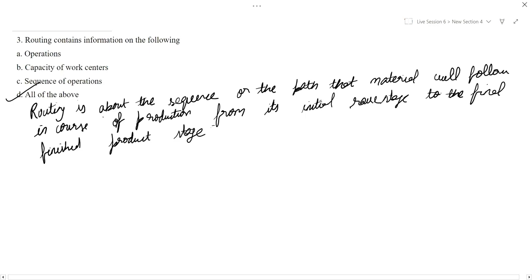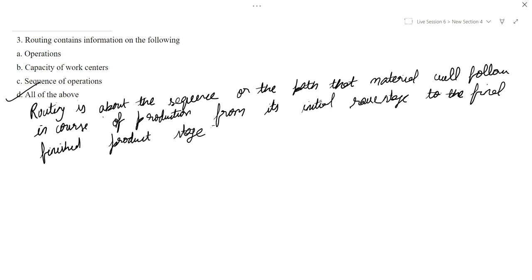So in routing, we have to identify the most efficient and effective path which will be followed by the raw material in course of its production up to the final finished stage. This is done so that it can be manufactured in a minimum possible time and in a most economical manner. So it can then be made available to the customers at a low cost.